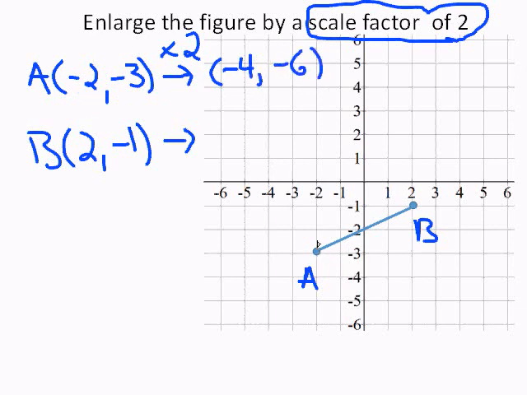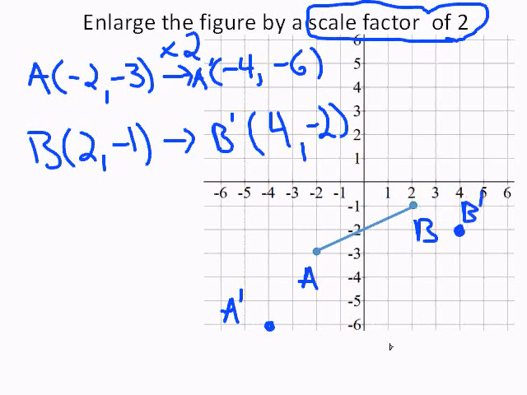So A goes to A prime at -4, -6. This is A prime. B goes to B prime. Instead of 2, -1, it becomes 4, -2. So B is going to go to 4, -2. This is going to be B prime.